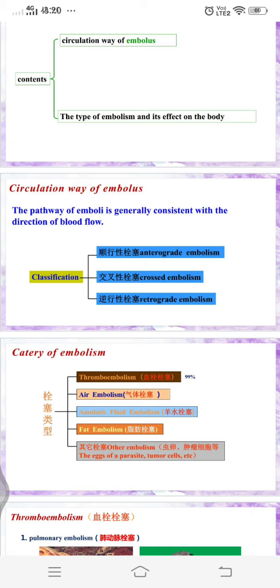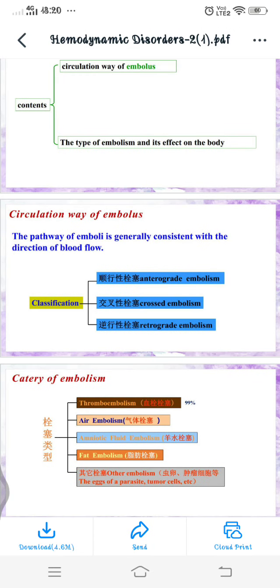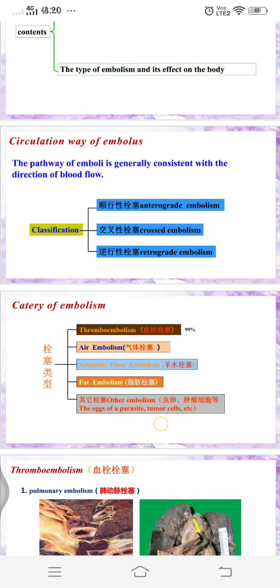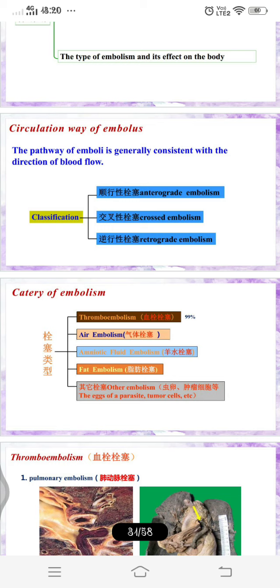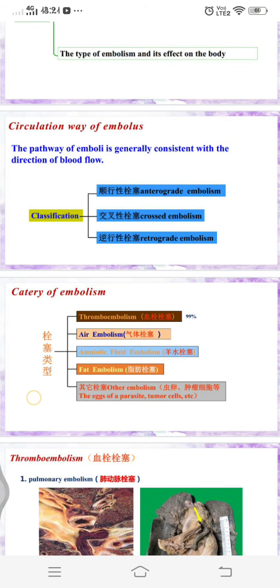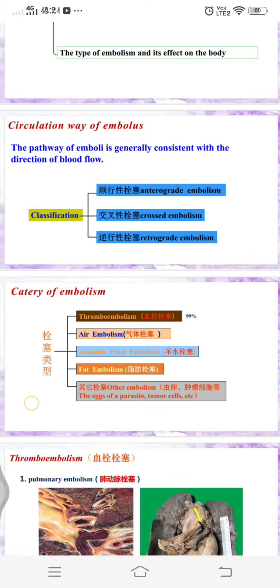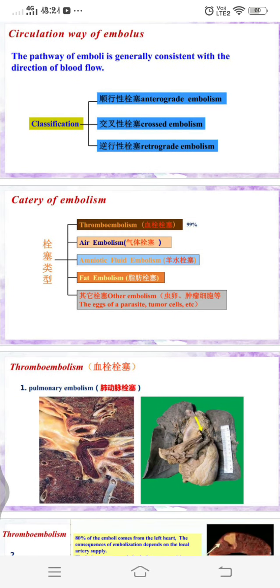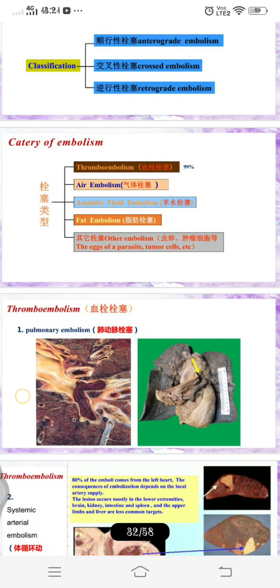One more thing: these emboli can lodge in any place in our vascular system. It is divided into thromboembolism, which is 99%, that is, almost everything is from a thrombus, and next, air embolism, the formation of gas bubbles, and amniotic fluid embolism, that is fluid embolism, fat embolism, and also other embolisms such as parasites, tumor cells, etc. First, let us understand pulmonary embolism.